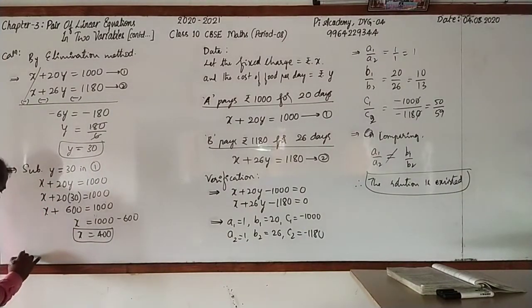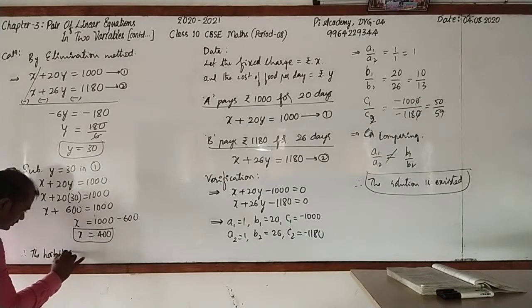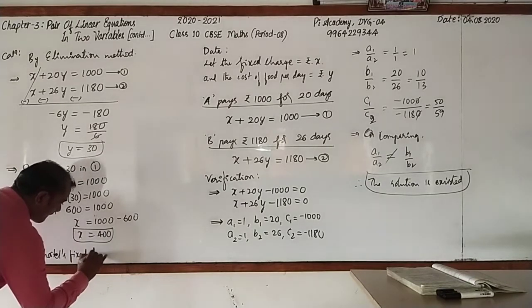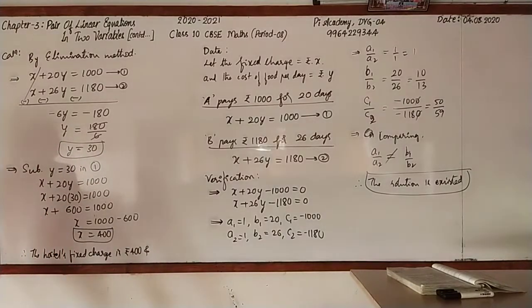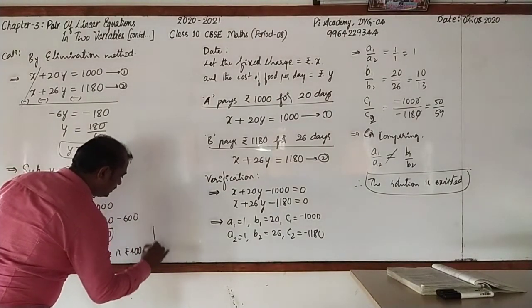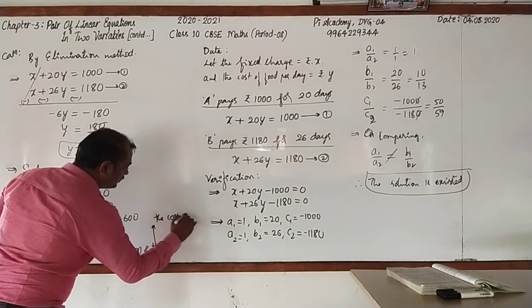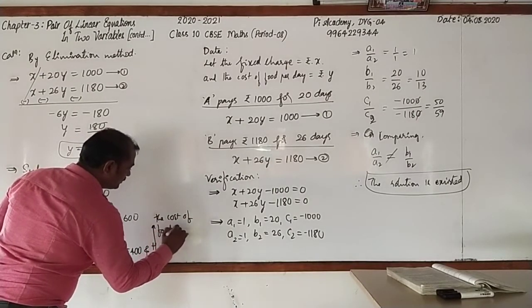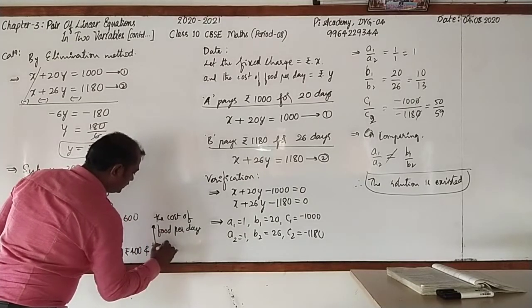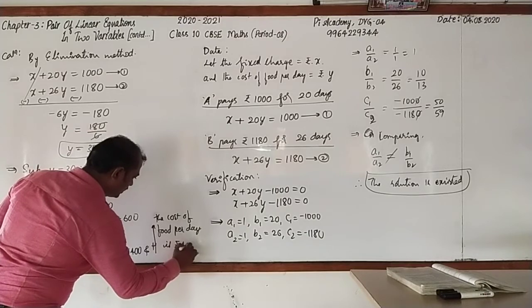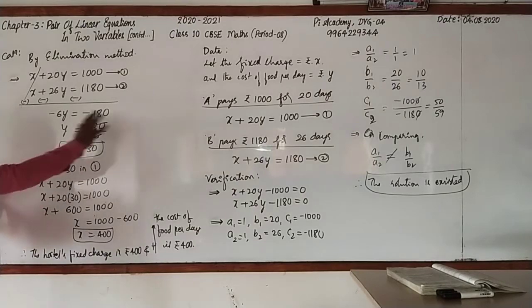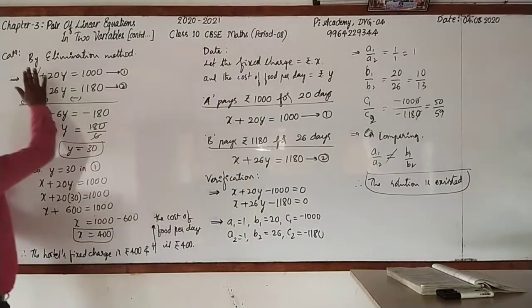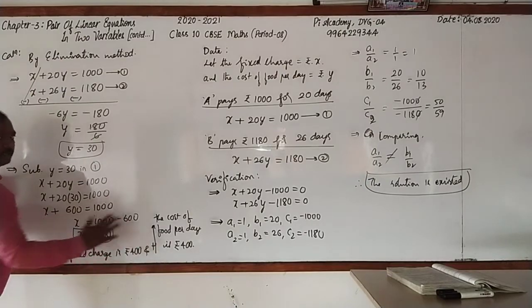So I'll write a conclusion. Therefore, the hostel's fixed charge is rupees 400, and the cost of food per day is rupees 30. Clear? Yes. Please go for copying this part. Already you have copied up to there. Now you are going to copy only from here to here.